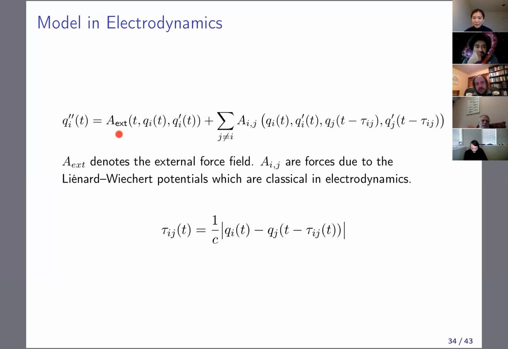And this Aij is just some algebraic expression. We are not going to specify it here. It means the impact of the particle j on the particle i due to the Liénard-Wiechert potentials. And one can see more details about this in the book Classical Electrodynamics by Jackson. And I want to emphasize that here, this Aij can also include other relativistic forces.